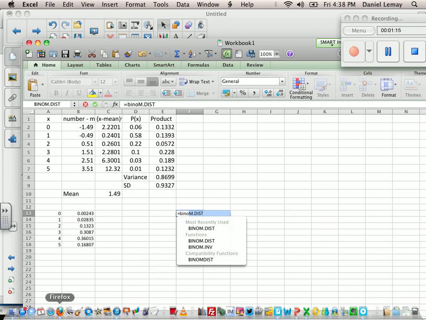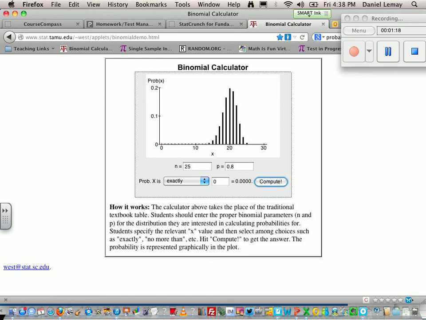One that I'm going to link to in the discussion forum for you this week, or actually in the week 7 homework, is this web page here. What this does is draw a histogram for you. It will do all the calculations for you.